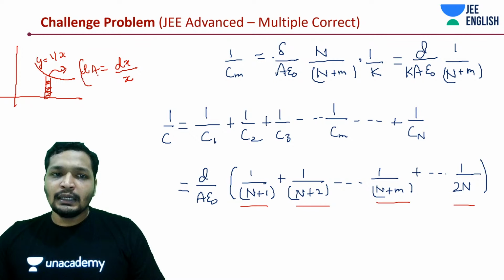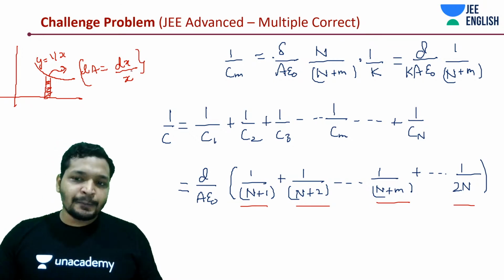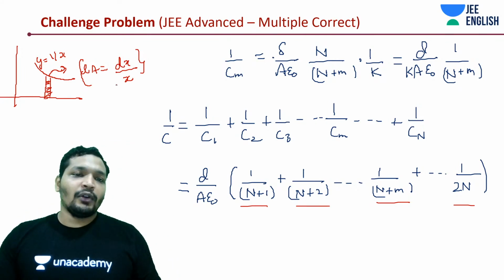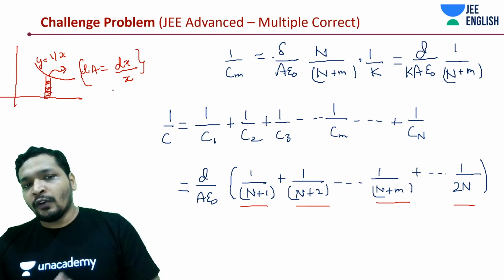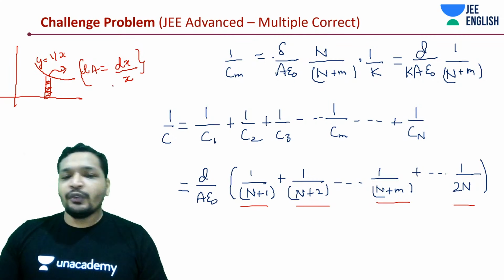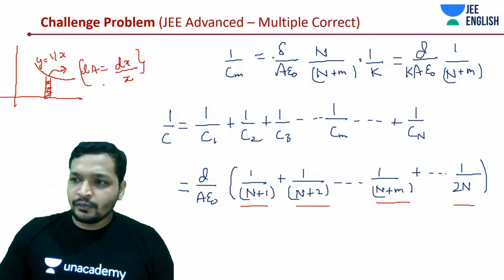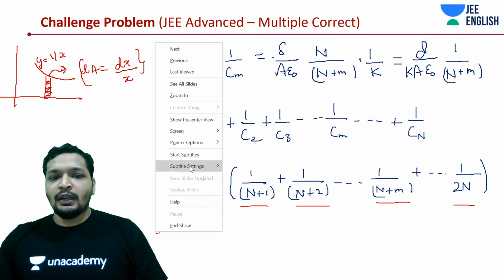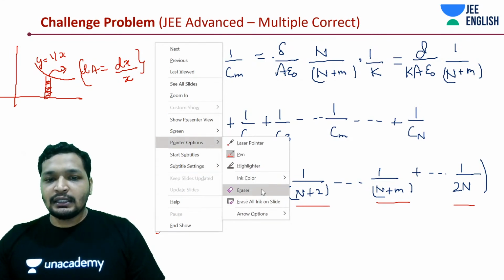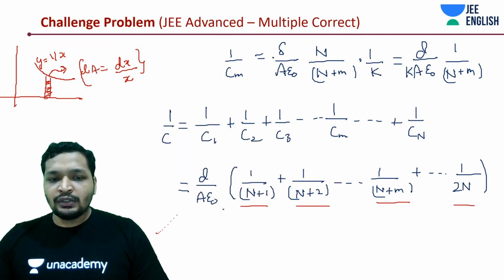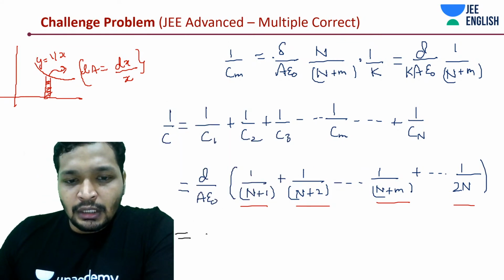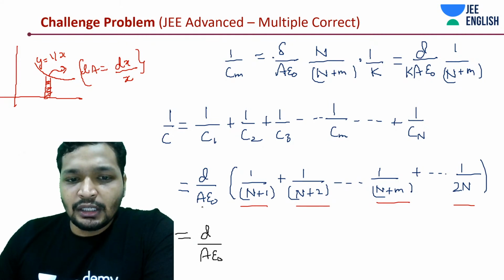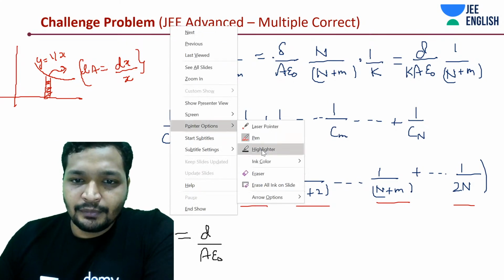Okay, so this is just for HP. If you know the formula of HP, you can directly go about it. That is not at all a problem. But if you don't know the formula of HP, this is how you would go about it. Okay, I think this is clear. Now let's move on to the next part and let's solve this. So this is nothing but d by A epsilon naught into k. There should be a k.